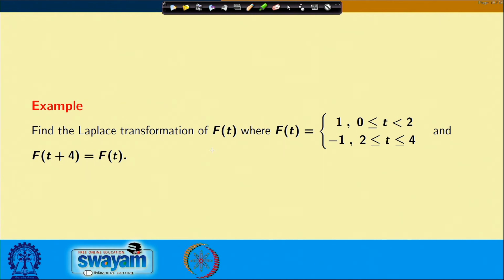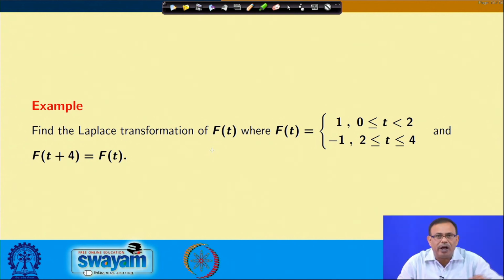We want to find out the Laplace transform of the function where f(t) is given as 1 when t lies between 0 to 2 and minus 1 when t lies between 2 to 4, and f(t+4) equals f(t). Please note this one, f(t+4) equals f(t), that is the function is a periodic function with period 4.